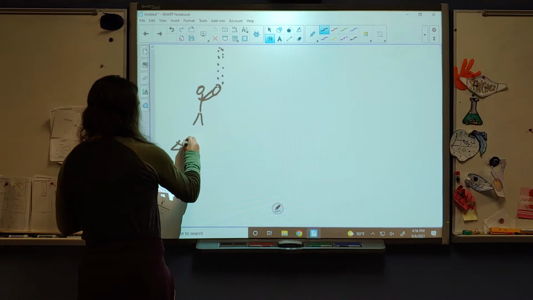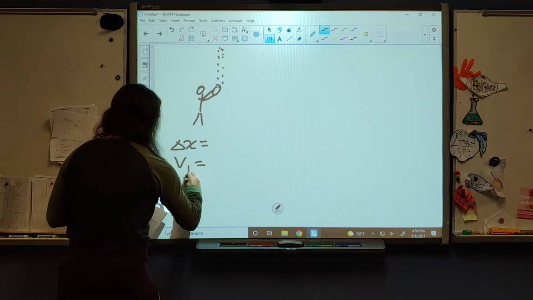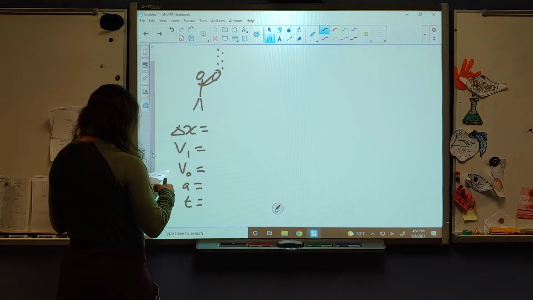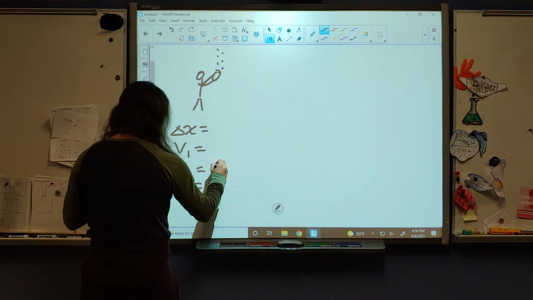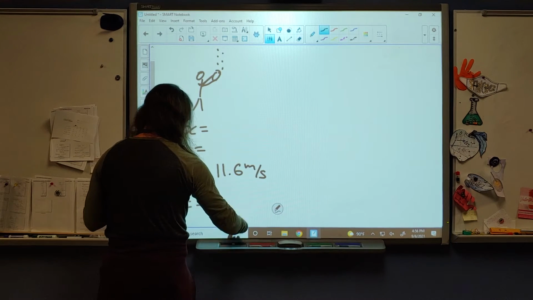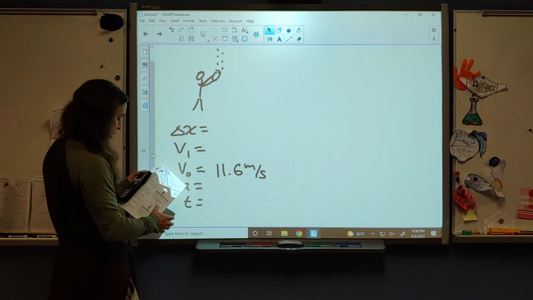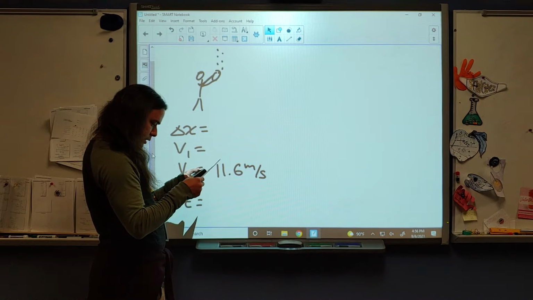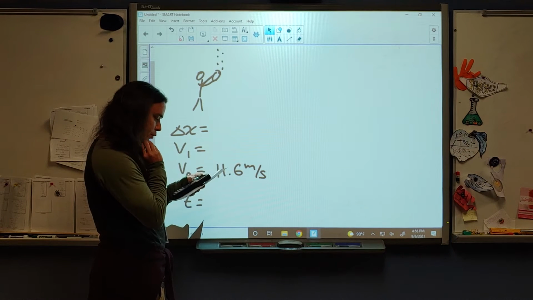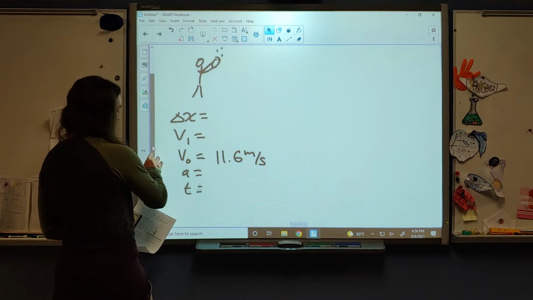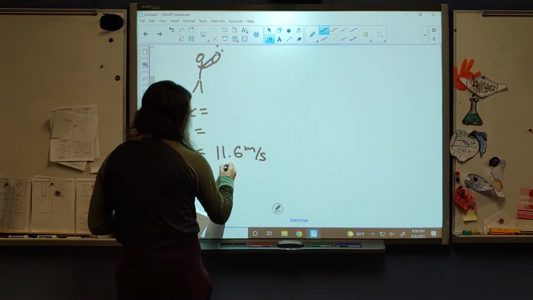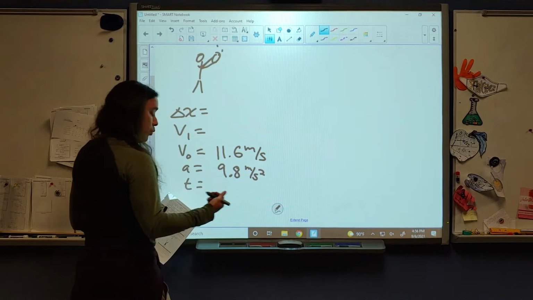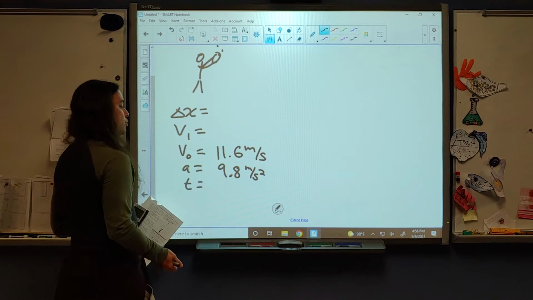Ooh, kinematic values. So I'm going to write out my table. Delta x, v final, v initial, acceleration, and time. They tell us that the initial vertical speed is 11.6 meters per second. That's positive because it's going to be upward for a vertical set of motion. And the acceleration of gravity is 9.8 meters per second squared. So they're telling us that the magnitude of the acceleration due to gravity is 9.8 meters per second squared. We usually use 9.81 in class, but use whatever value they've given us.